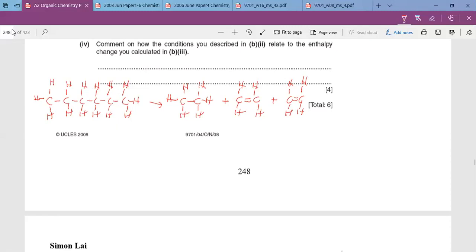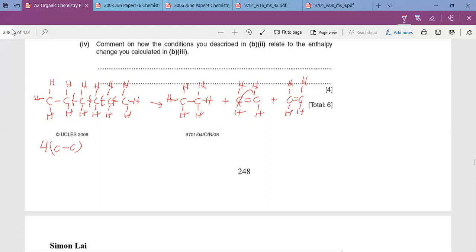To form from here to here, I need to break this bond here. Yeah, I need to break a carbon-carbon bond. What else? Now, to form a double bond, I must break this also. That's 2. Another here, 3. And I have 4. So I must break 4 of them, because I must break the single bonds before I form double bonds.